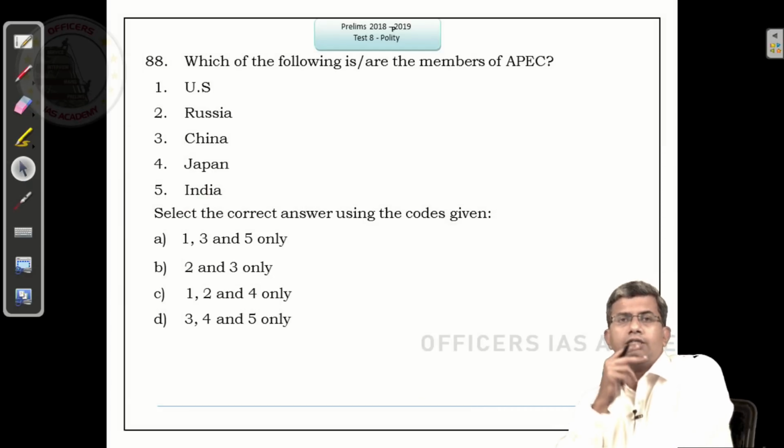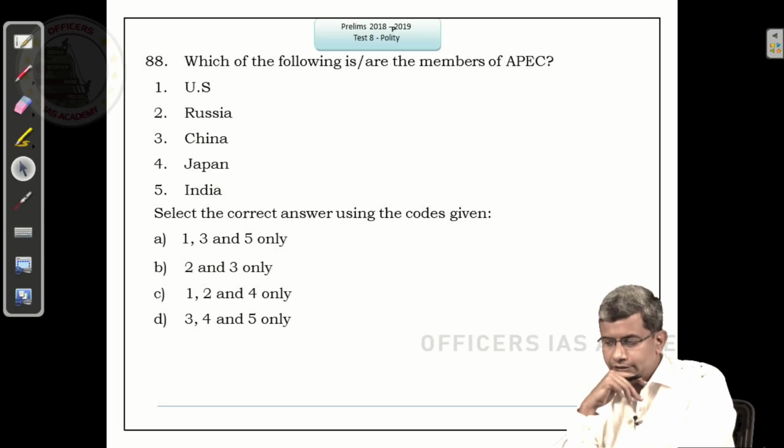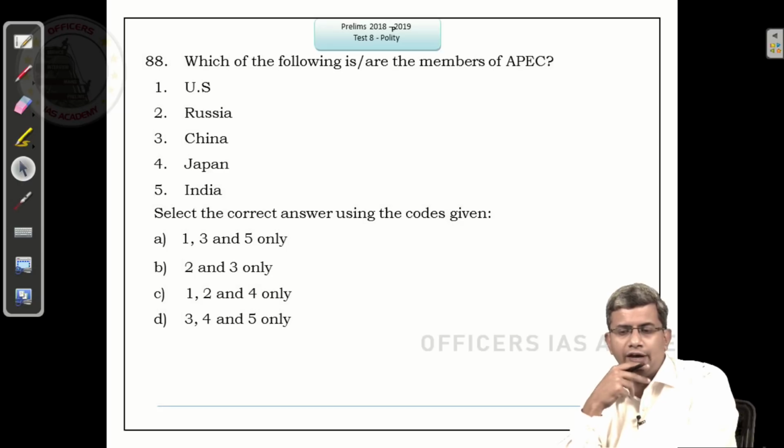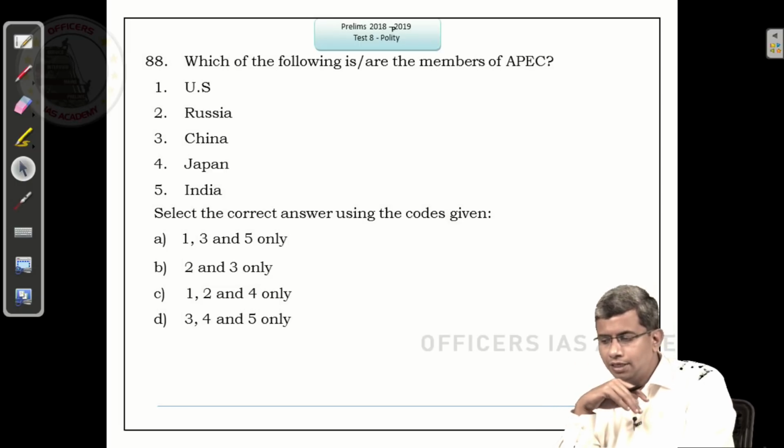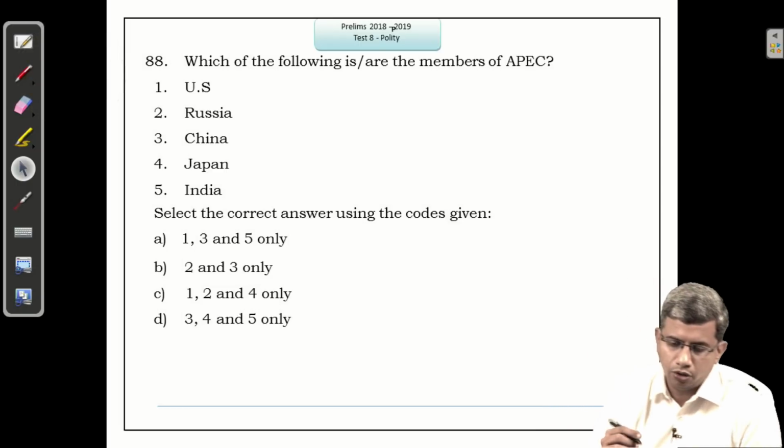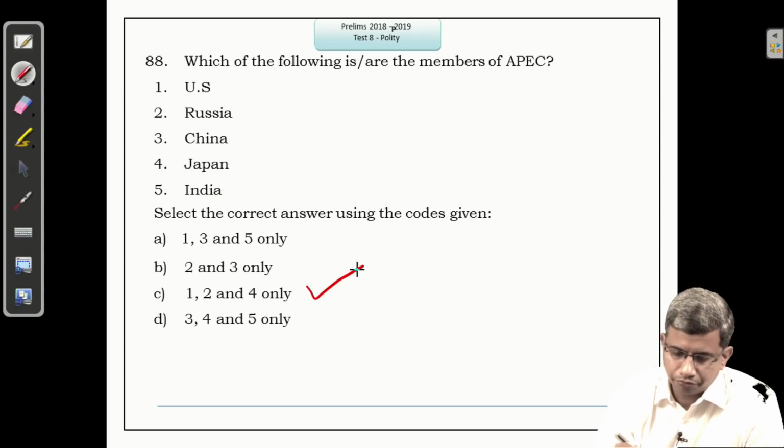Which of the following are members of APEC, the Asia Pacific Economic Cooperation? US, Russia, China, Japan, India, and you have options 3, 4, 5, all of them Asian countries. Japan and all are in the Pacific Ocean only, but that's not the answer. China and India are not part of this. So the correct answer is C, which is 1, 2 and 4.